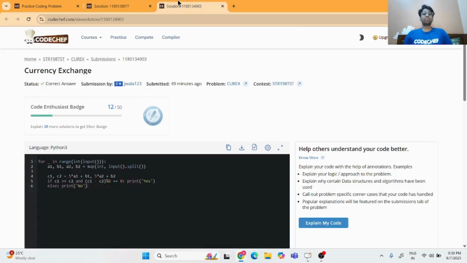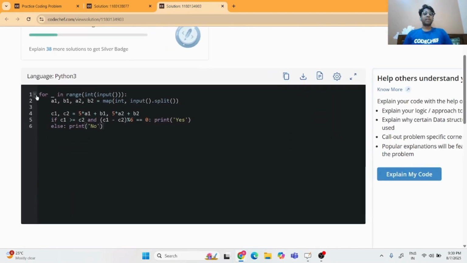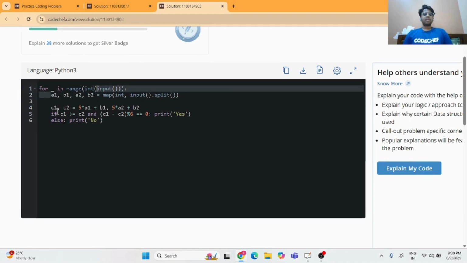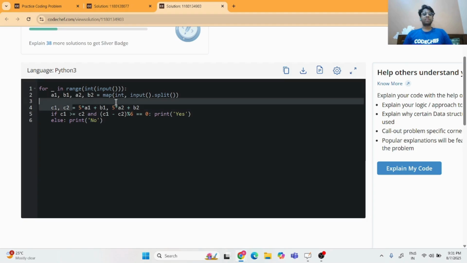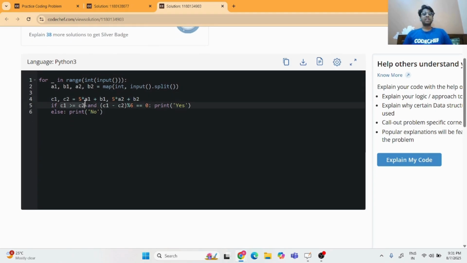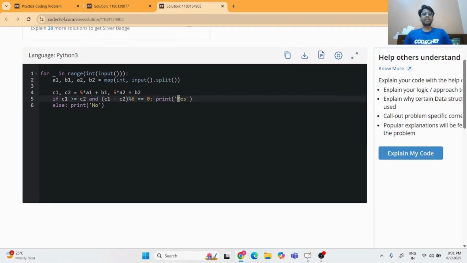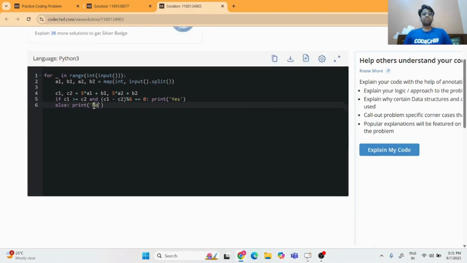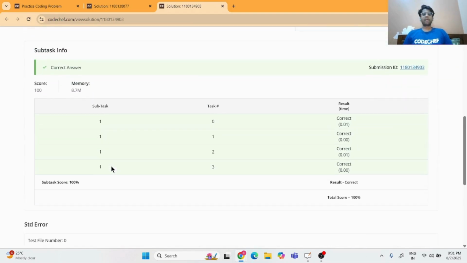Let's move toward the Python code. So guys, this is my simple Python code. I took the input for all the test cases as well as A1, B1, A2, B2. Over here, I initialize C1 equal to 5 * A1 + B1 and C2 equal to 5 * A2 + B2. If C1 is greater than or equal to C2 and (C1 - C2) modulo 6 is equal to 0, we will print yes. In all the other cases, I will print no. And as you can see, I have got my Python code.